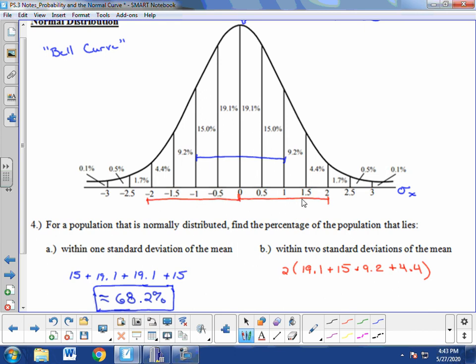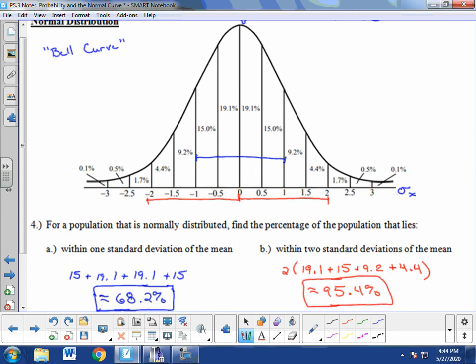So if you're going the same distance both left and right, you can add them all in, or you can just take one side from 0 to that value and double it. Either way, if you type that into your calculator, you get approximately 95.4% for 2 standard deviations from the mean.